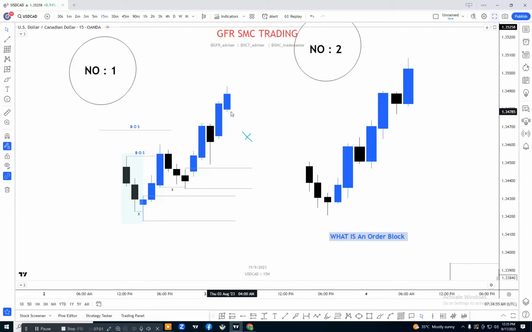But if the third candle will already mitigate that candle like this, let me mark like this. Now this order block was valid, but what did the market do here?